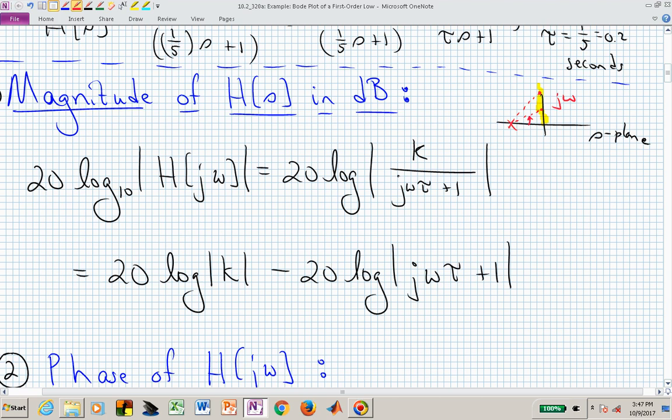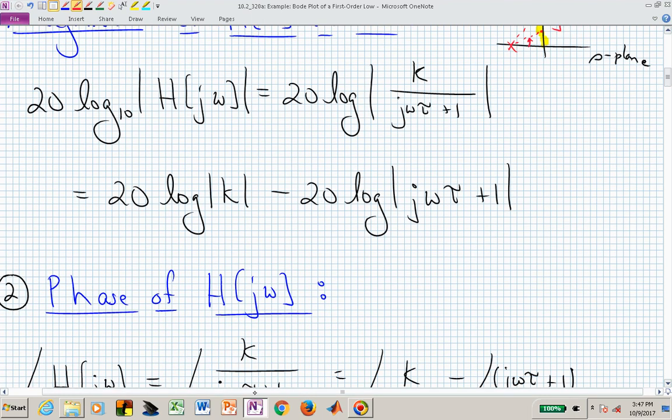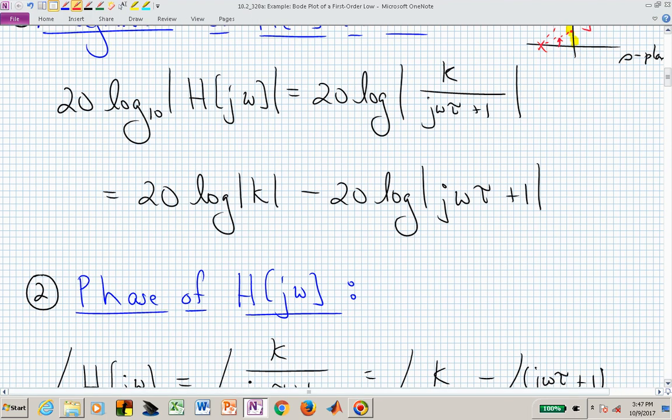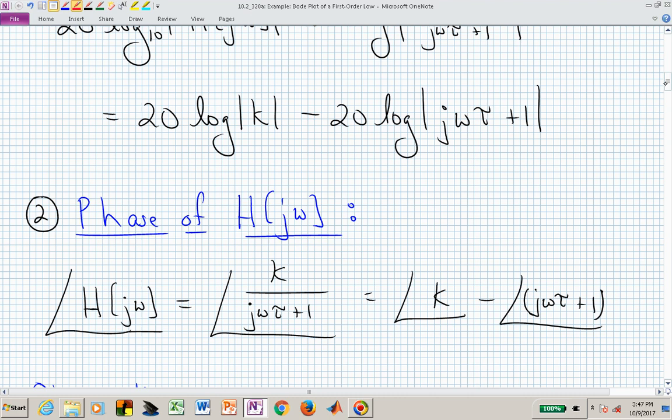Using the quotient property of a logarithm, we now have 20 log of the numerator minus 20 log of the magnitude of the denominator. We can also look at the phase. We're going to really be focusing on two different sketches in this Bode plot. So now the phase, or the angle of this transfer function, is the angle of K over j omega tau plus 1. Knowing how the angles of these factors work together, in this case we have all of our numerator factors angles added, and we subtract from that all of our denominator factor angles.